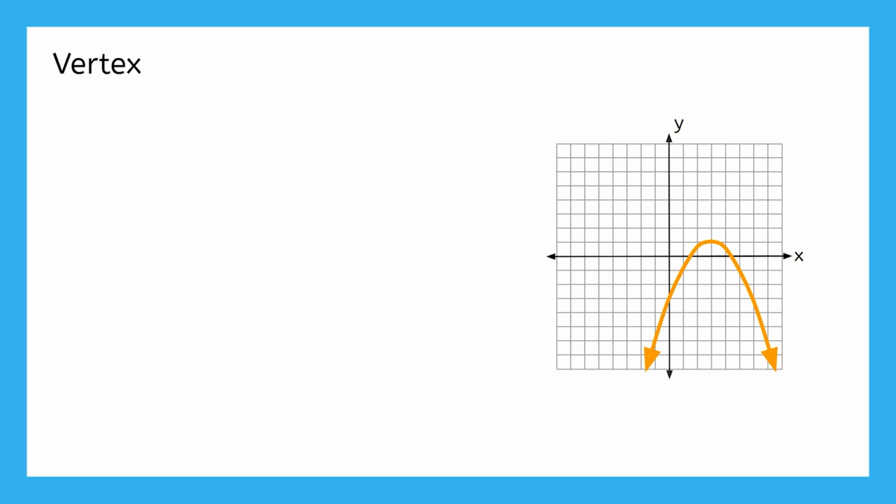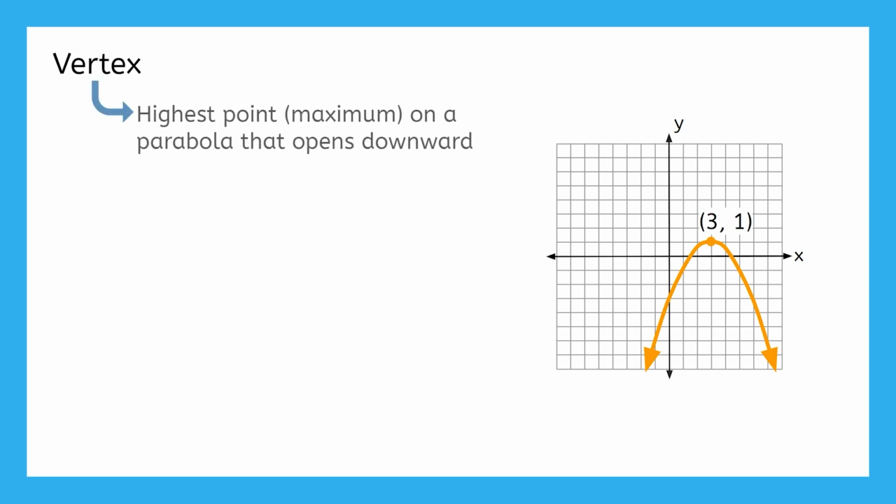Parabolas have a portion of their graph that increases and a portion of their graph that decreases. And the vertex is right in the middle of those, like this. It's the highest point, or maximum, on a parabola that opens downward.